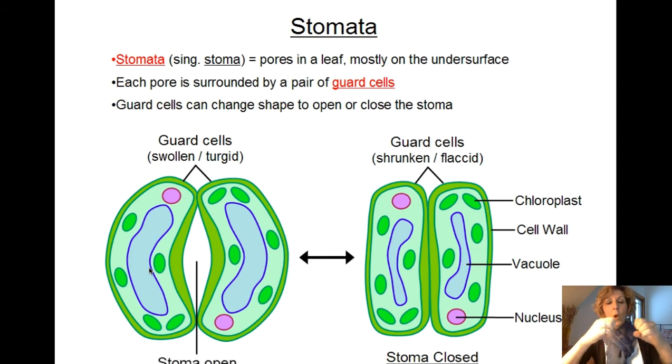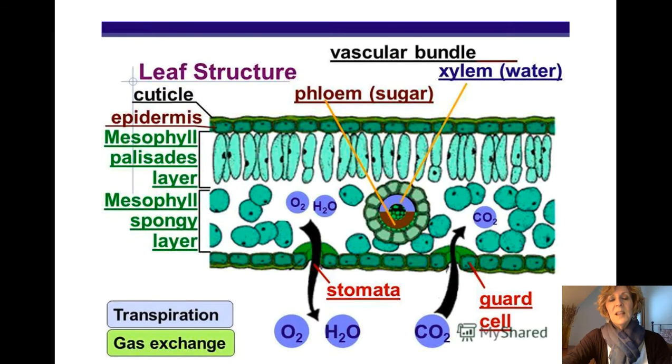And that kind of opens up the stomata. And so when they are flaccid, they kind of go back together and that shuts it. So that's the mechanism that opens and shuts the stomata. And I want you to look at the anatomy of what's going on here.